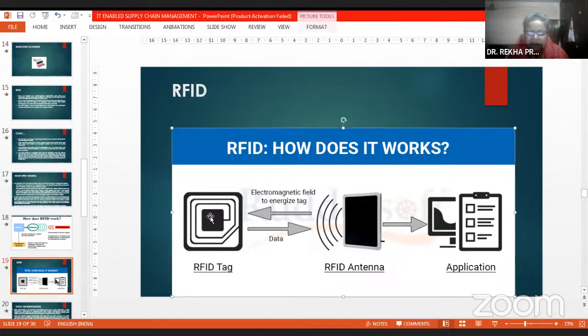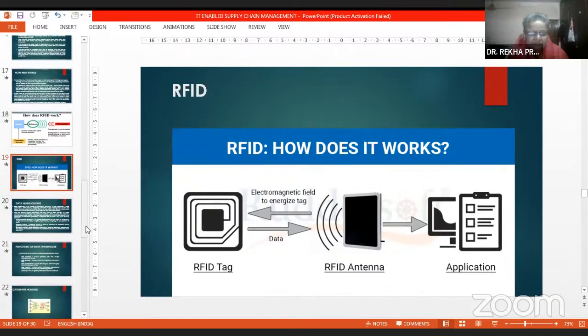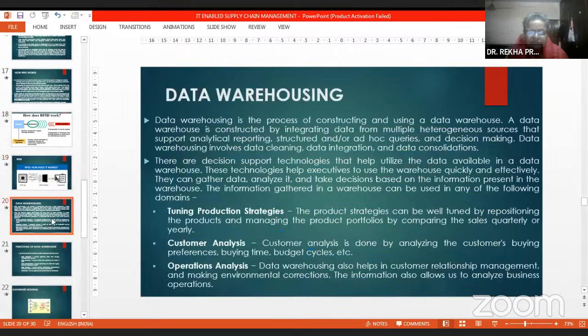This is the RFID tag. This is the RFID antenna. This is the application. So here is the exchange of data, an electromagnetic field to energize the tag, data is being sent to the application. So here it is stored in the computer, and further analysis of the data is done.